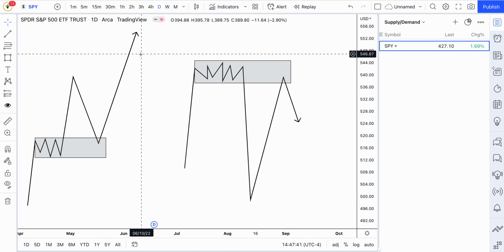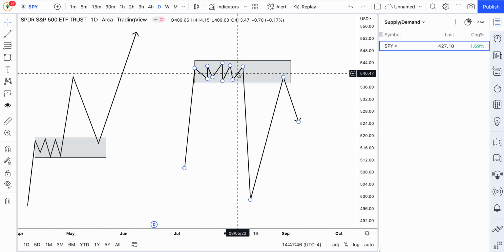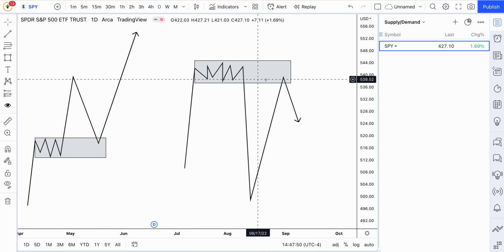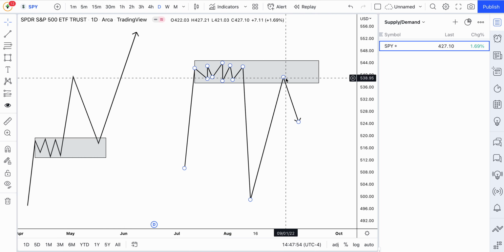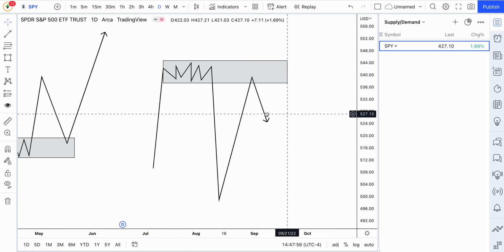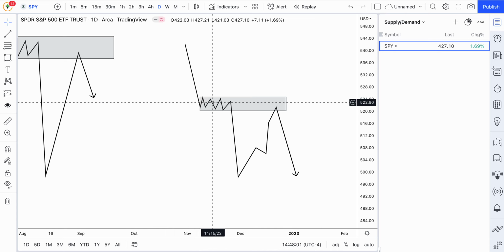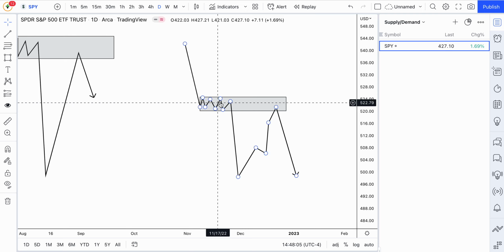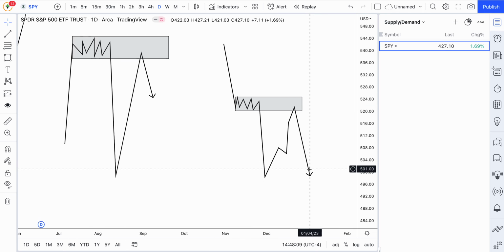Going back here, we have a rally, base, drop. So again, price rallies, bases, and then drops. And then we would expect to move back to that supply zone, this consolidation. We'd expect more shorts to get in and price to move lower. And then same thing, price drops, bases, and then drops again. Price creeps up, hits that little supply zone, that consolidation area we had, and then ends up moving lower.